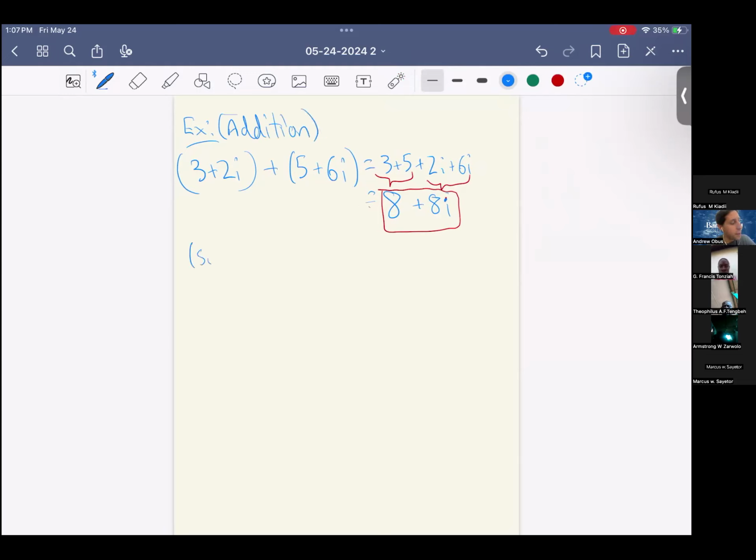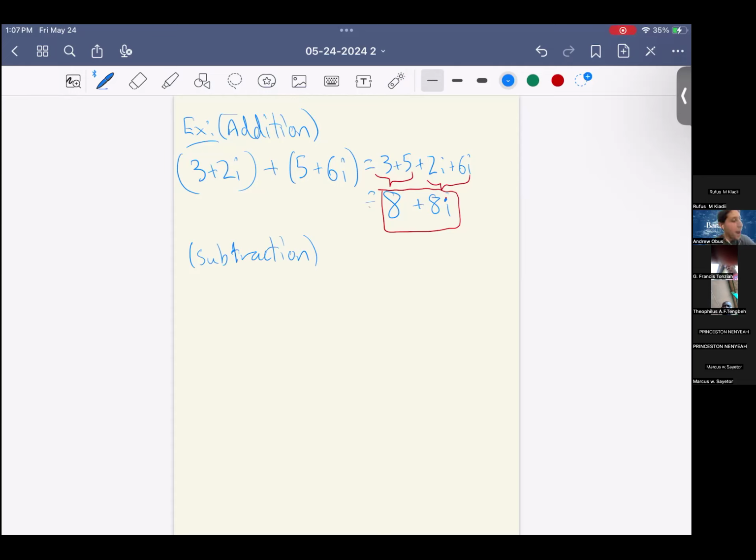So let's do the same thing with subtraction. A question? Yes, Marcus? Yeah, in case we have exponents in the problem. Well, we'll get to that. We're starting with addition. We'll start with the basics: addition, subtraction and multiplication, then we'll do division, and then we'll do exponents.